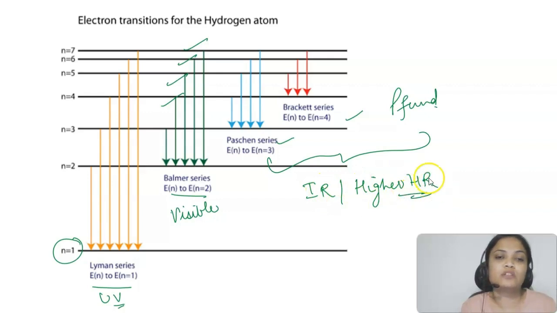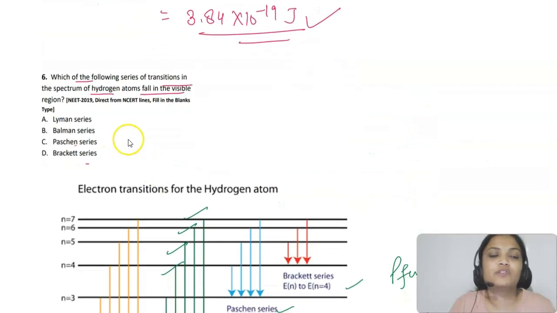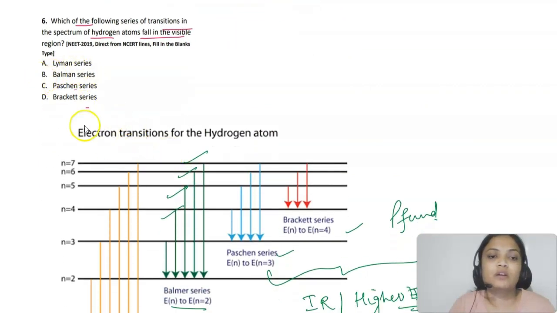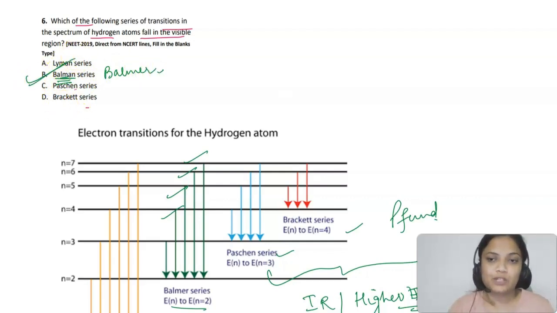So basically you must know in which series, or in which range, these transitions will lie. The question is about the visible region, so it is the Balmer series. I think it's not written correctly in the option, but it's the Balmer series. So the answer is going to be option B.